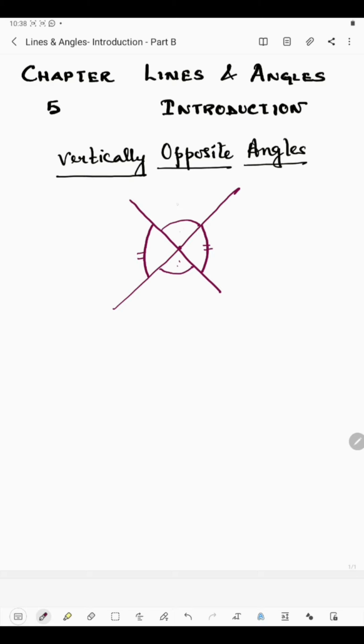So if it is angle 1 and angle 2, according to the property of vertically opposite angles, angle 1 and angle 2 will be equal. What is the reason behind it? These two are vertically opposite angles. Similarly, if you consider angle 3 and angle 4, then angle 3 and angle 4 are also equal. What is the reason behind it? They are vertically opposite angles.